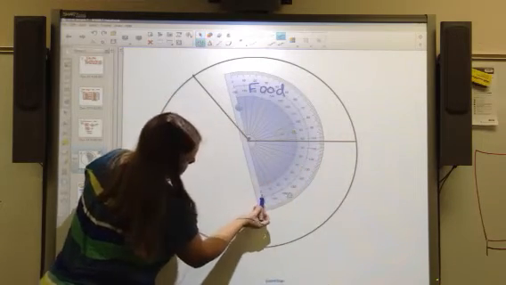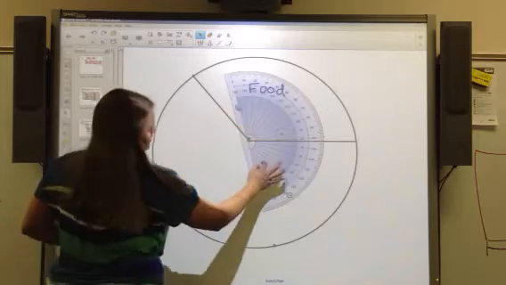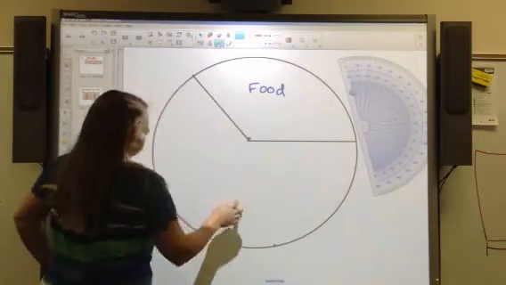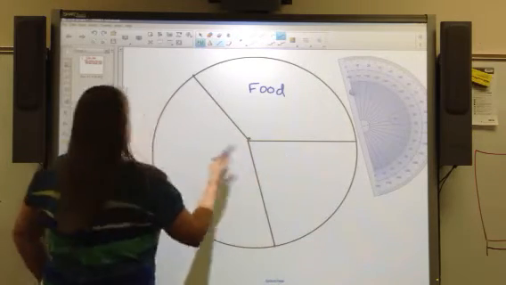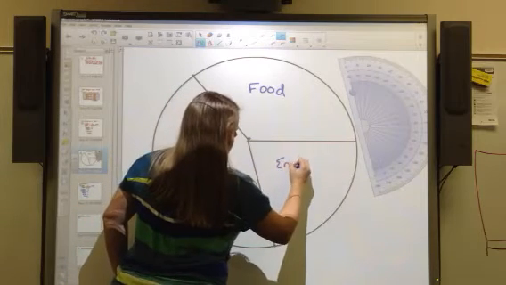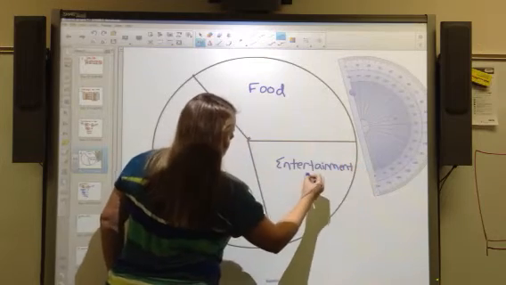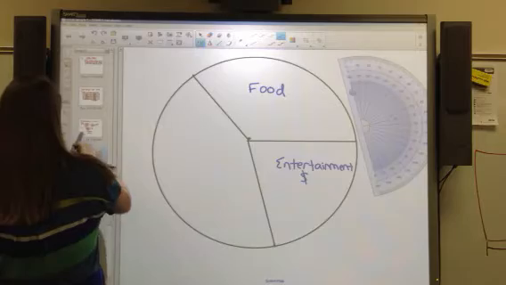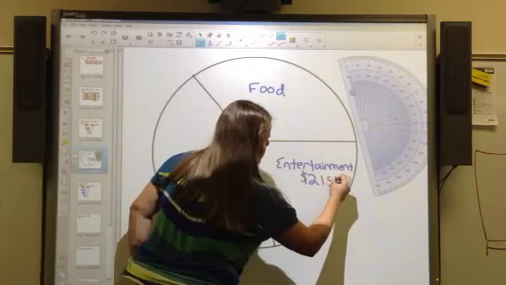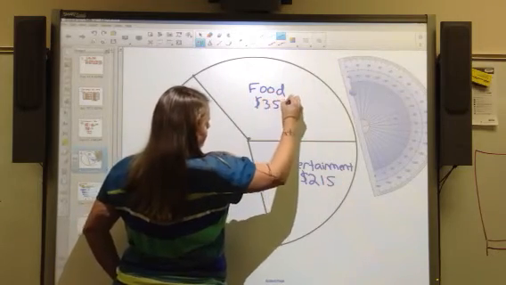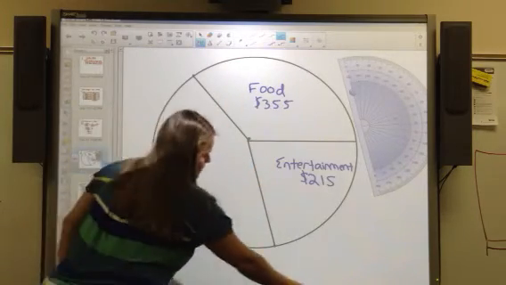So I'm going to make my dot. I'm going to go down to my 0 right there. I'm going to get my line tool, and I'm going to connect again my center dot to the dot I made over here. And this is the entertainment. I'm going to put the original value for entertainment, which was $215, and my food was $355. So far you can see this much money was spent on food and entertainment. Gives you a good visual.